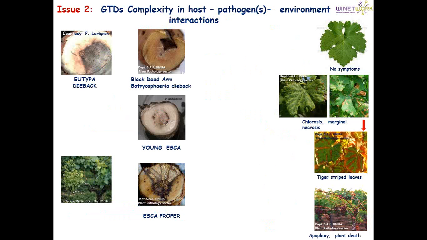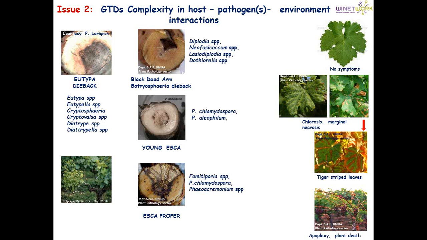Another problem is the complexity in host-pathogen-environment interaction. Here, for instance, a part of Eutypa dieback that shows typical symptoms. According to this interaction complexity, the other GTD are tricky to identify.